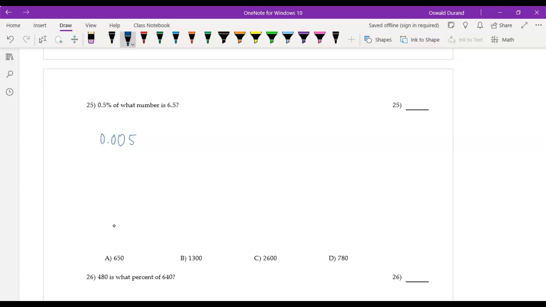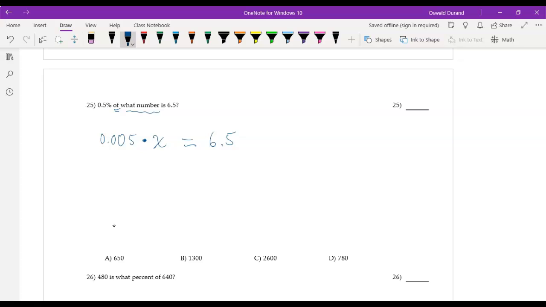Times, because of, means multiplication. So multiplication, I'll put it as a dot because I'm going to put a letter after that. Of what number? We don't know what that is, so it's an unknown, so I'm putting x. Is means equal 6.5. All right, so here we have to solve for x, right? And we saw that earlier.